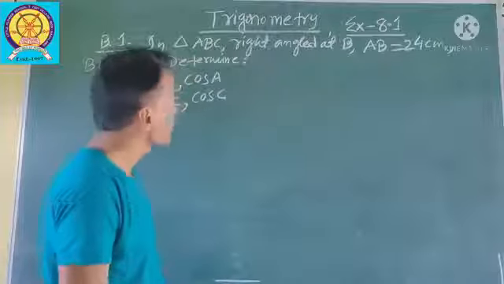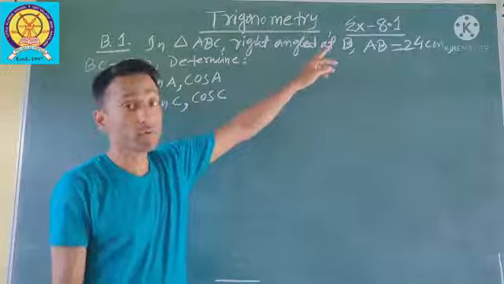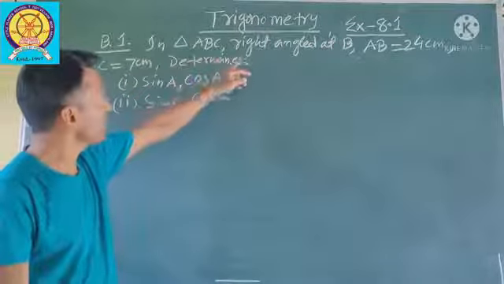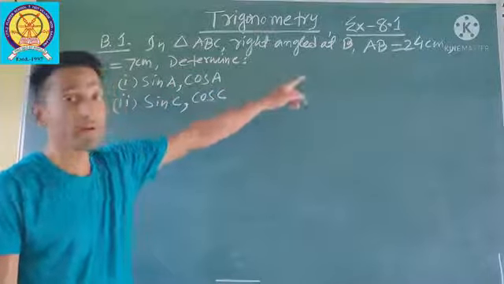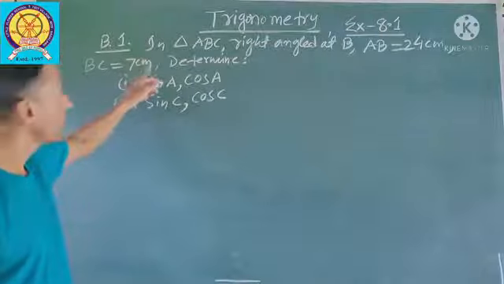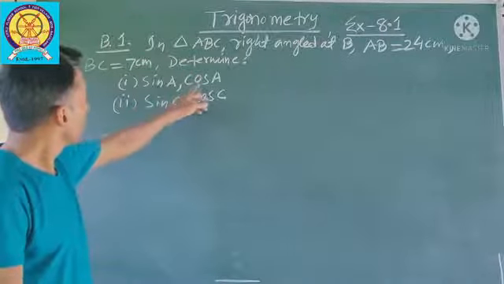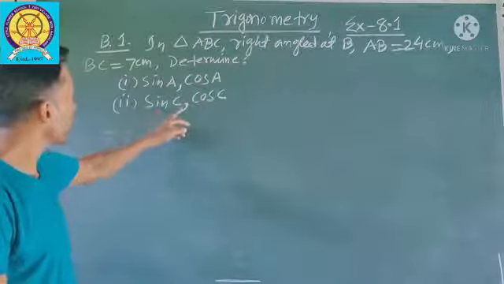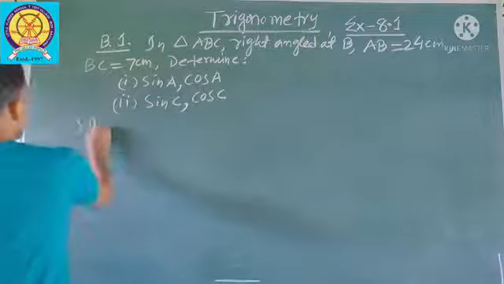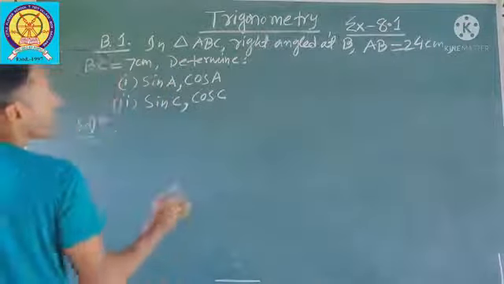Hello students, today in this video we will discuss your exercise 8.1 question number B1. In triangle ABC, right angle at B, AB is given 24 cm, BC is given 7 cm. Determine number 1: sin A, cos A. Number 2: sin C, cos C. So first, given in triangle ABC, right angle at B.